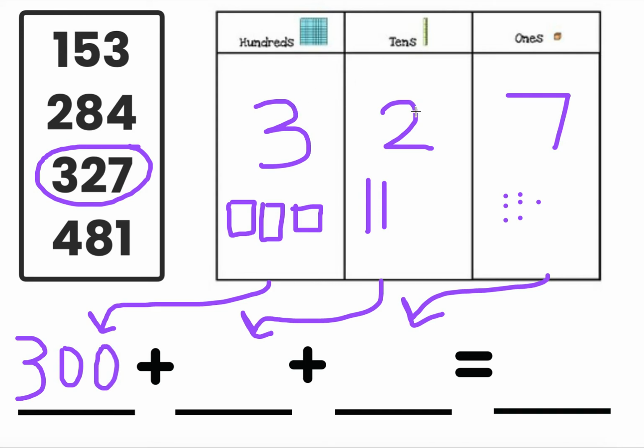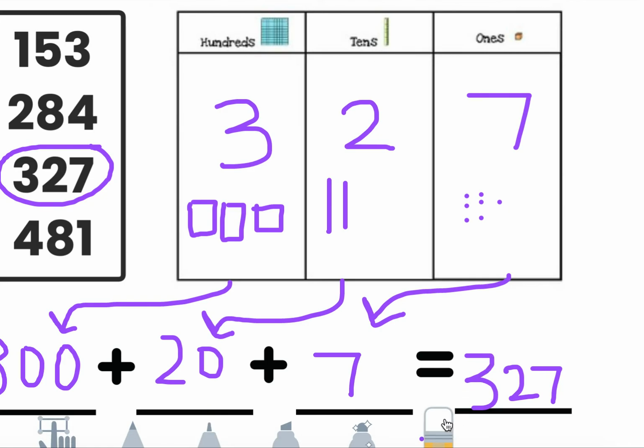So we have 300, 2 tens, 20, right? So this is 20. And we have 7 ones, so this is 7. So now I have 327. It matches my place value, 327, and it matches my expanded form, 327. Now I can do 300 plus 20 plus 7. It's 327. All of my numbers match now. My 327 matches my place value, and it matches my expanded form.